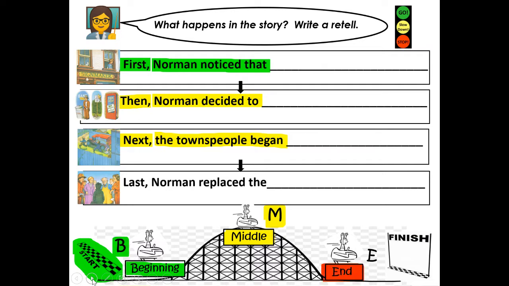And finally, let's go to the end of the story or the finish. Last, Norman replaced the, what did Norman replace? Last, Norman replaced the, so say your sentence out loud. Then push pause and write your last red sentence. And when you're finished, push play.